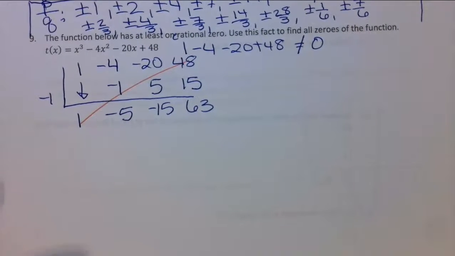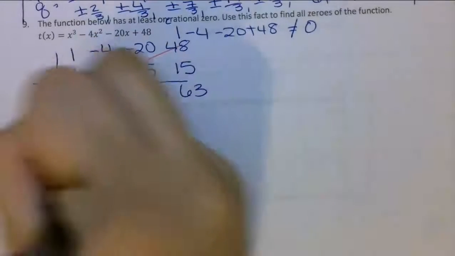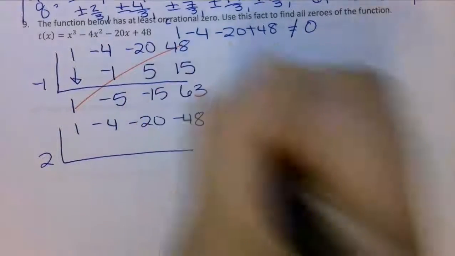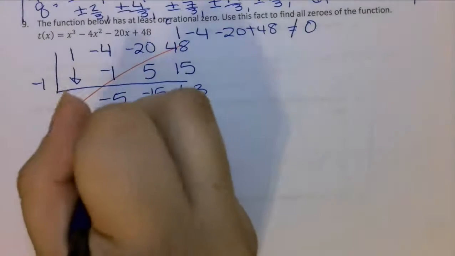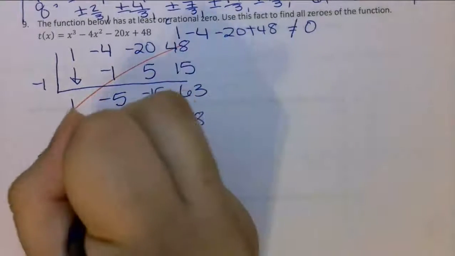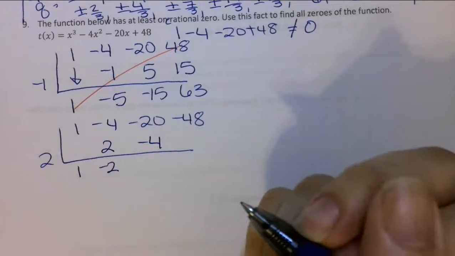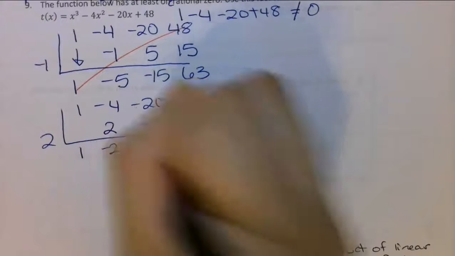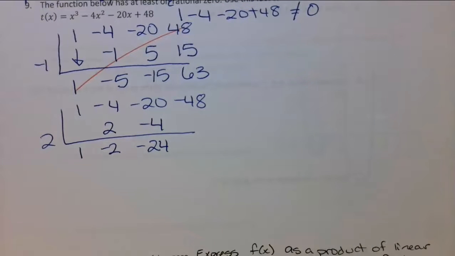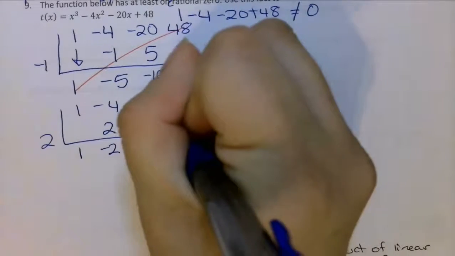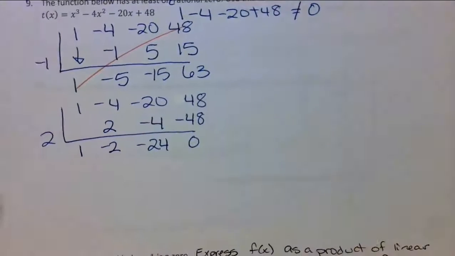Okay, I'm going to try again. This time I'm going to use 2. One goes down. 2 times 1 is 2. -4 plus 2 is -2. -2 times 2 is -4. -20 plus -4 is -24. -24 times 2 gives me -48, and 48 was positive, which gives me the 0 I want.